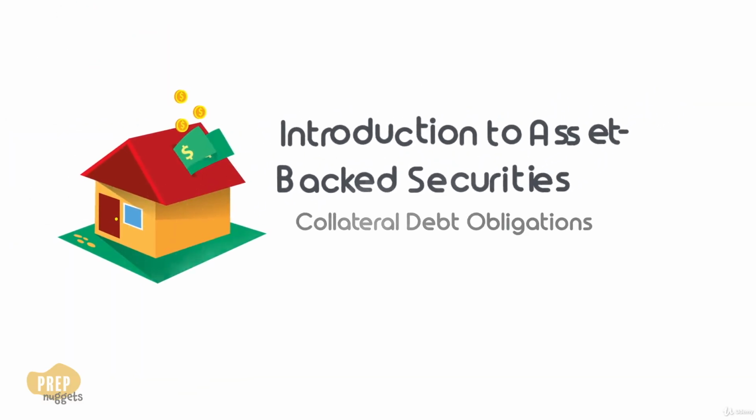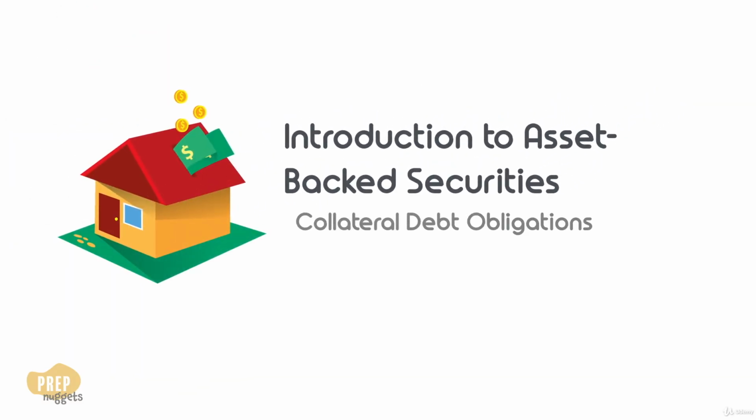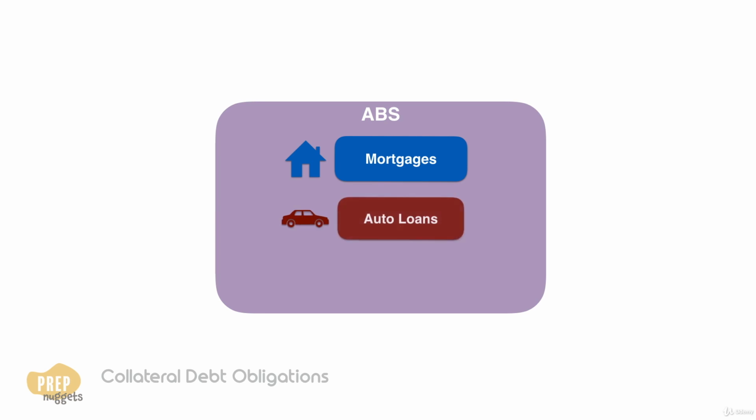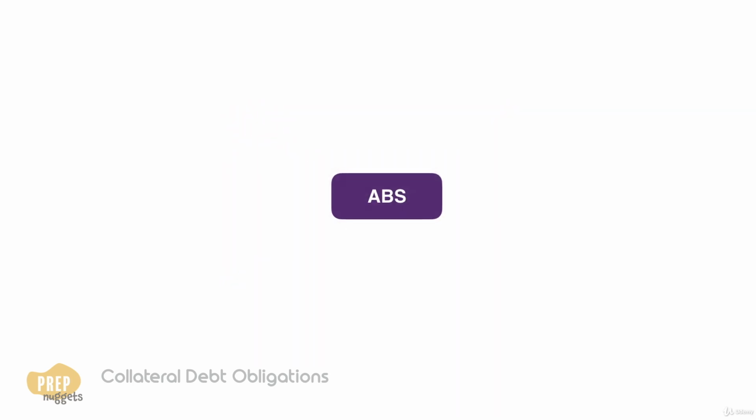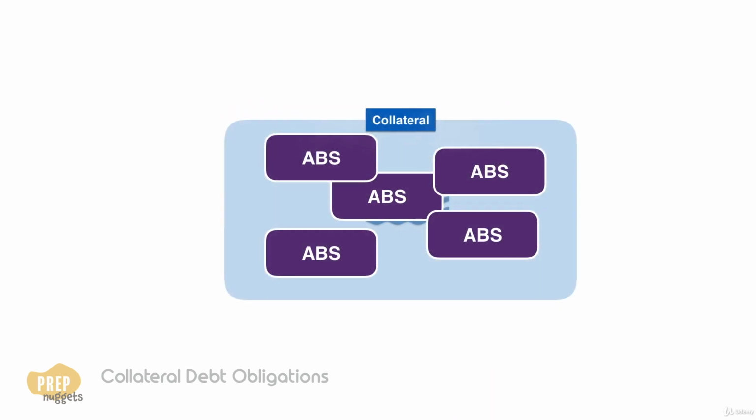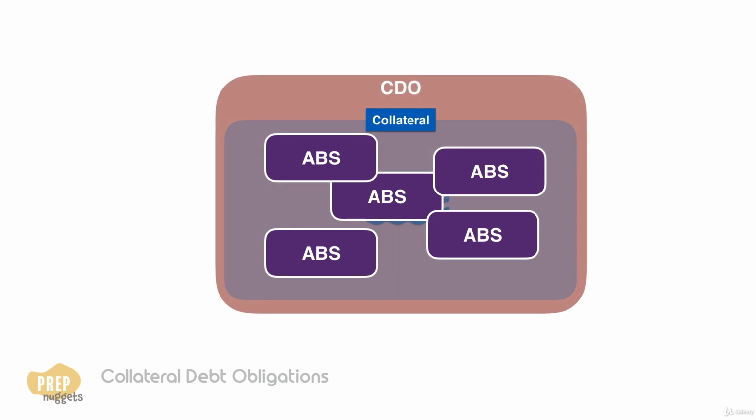Let's move on to our last lesson on this topic on asset-backed securities, collateral debt obligations. Thus far, we know that ABS are structured securities backed by a pool of financial assets such as mortgages, auto loans, or credit card loans. When we pool a number of ABS together as collateral, these securities are known as collateral debt obligations or CDOs.